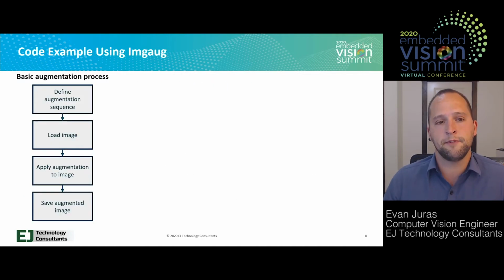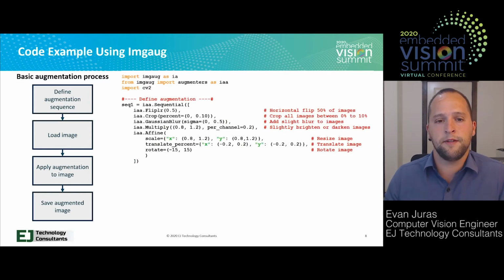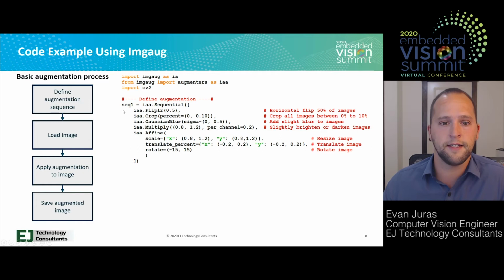So I'll give a quick example using Imgaug to apply augmentation to a single image and just show you how easy that is. I've got some code that I'll show here, but I'm not going to labor over the code. I just want to show how few lines of Python it takes to do this. So the basic process is that you define an augmentation sequence, which here I've got a sequence that says, okay, I want to horizontally flip 50% of the images. I want to crop every image randomly between 0 to 10%. I want to blur them, recolor them, rotate them, and translate them. And there's hundreds of different options that you can use here in defining this sequence.